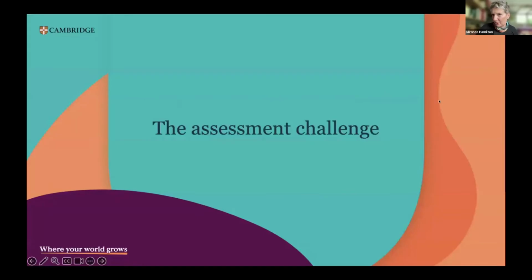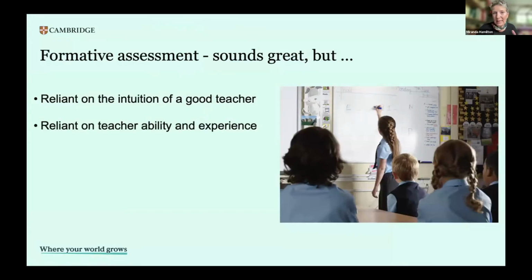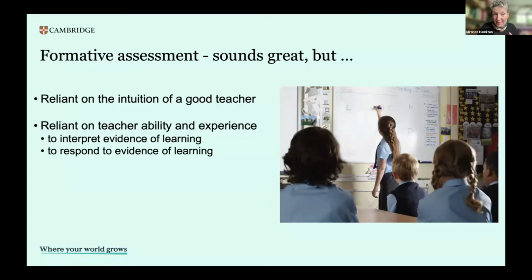But we have a little challenge. It's not all perfect. Here are some points that I'd like to show you. So, formative assessment sounds absolutely great. We love it. However, it is reliant on the intuition of a good teacher and the experience and the ability of the teacher and the confidence. So it's practice. You must practice delivering formative assessment so that you know how to interpret the evidence and how to respond to that evidence so you can meet your learners' needs.